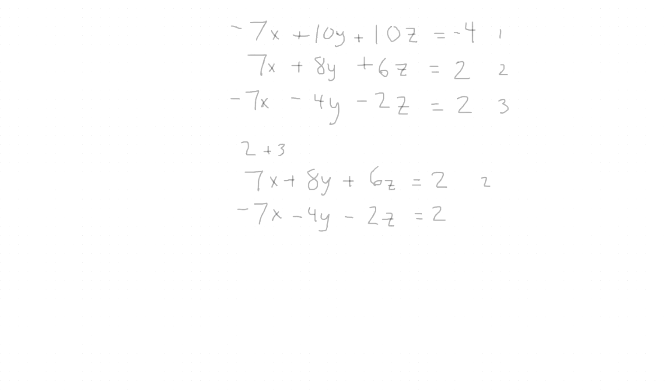Add them. So this is 3 here. 7x plus -7x, that one cancels out. What's 8y plus -4y? Would it be 4y? Yes, 4y. Okay, and now what's 6z plus -2z? 4z? Yep, plus 4z. And 2 plus 2 we know is 4. All right, so that's the first step, adding the second and third equation.